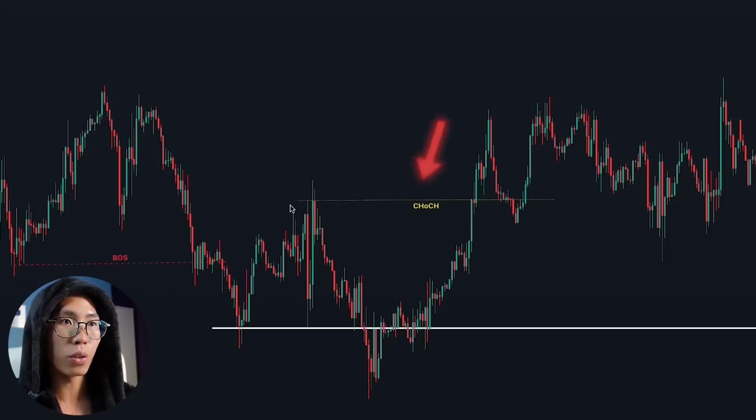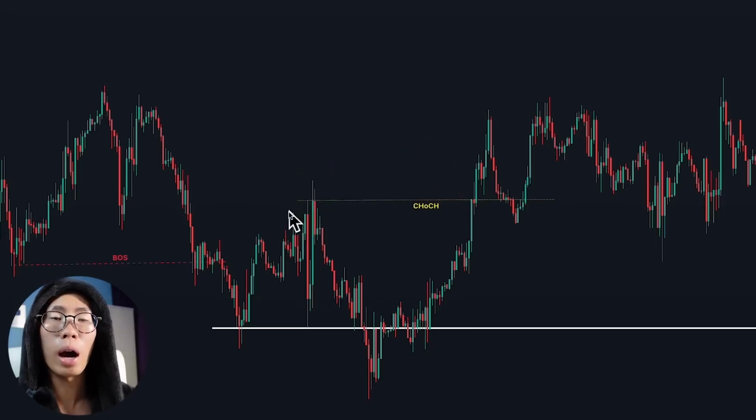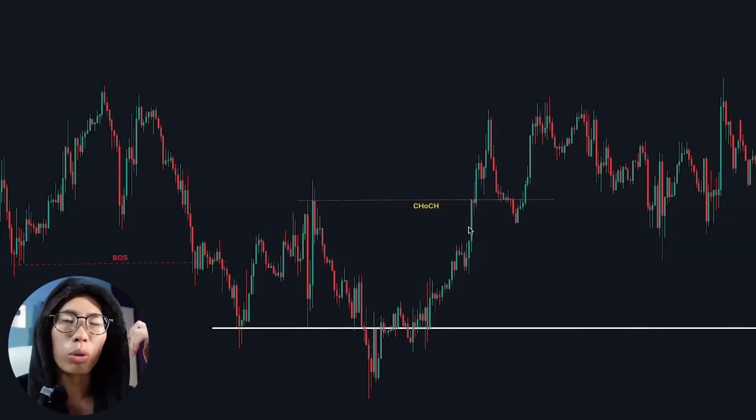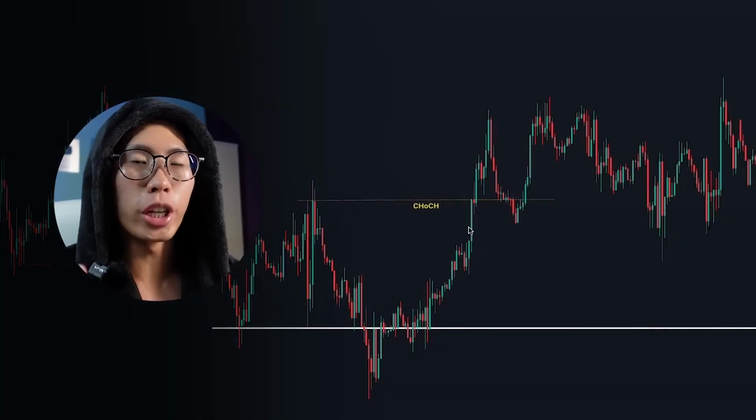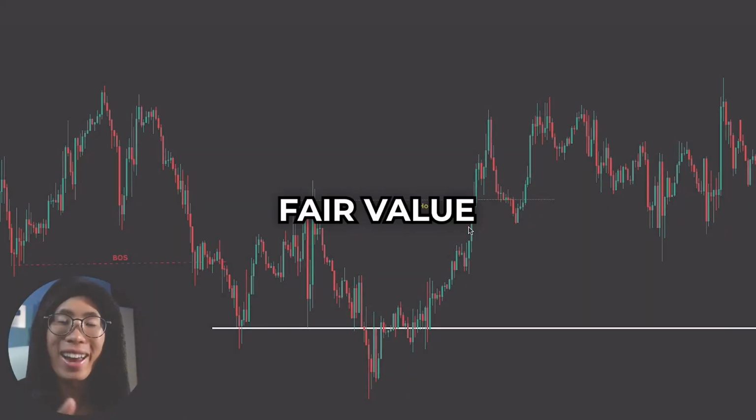So I can spot a change of character right here, because this is the last lower high before price collapsed, and then at this point in time, this is when price has broken the last lower high, breaking structure, causing a change of character. Now next, when do we actually enter for the trade? We enter when there is a fair value gap.